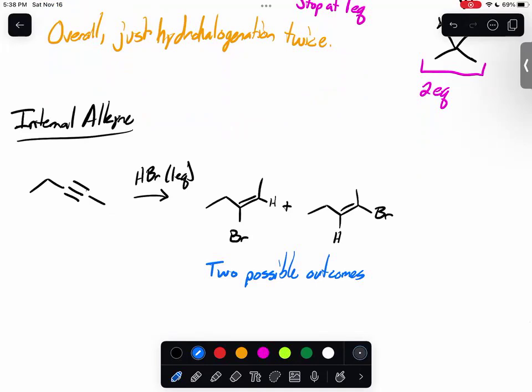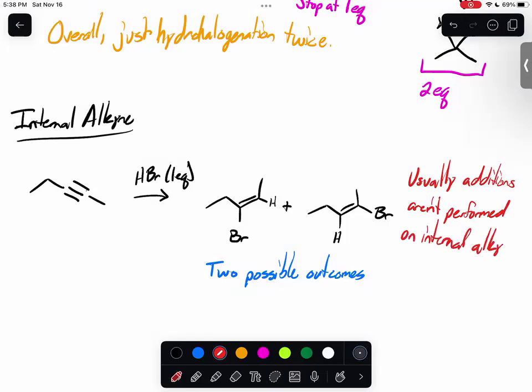product out. And so essentially what this means is that usually these additions aren't performed on internal alkynes due to poor selectivity. That being said, sometimes selectivity doesn't matter, which we'll be talking a little bit about next time, but for the most part, internal alkynes are not very useful for these additions.